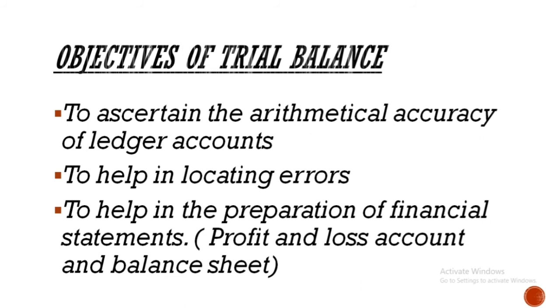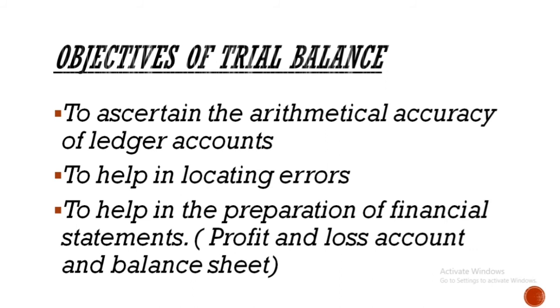When the totals of all the debit balances and credit balances in the trial balance are equal, it is assumed that the posting and the balances of accounts are arithmetically correct. However, the tallying of the trial balance is not a conclusive proof of the accuracy of the accounts. It only ensures that all debits and the corresponding credits have been properly recorded in the ledger. Then the next point is to help in locating errors.